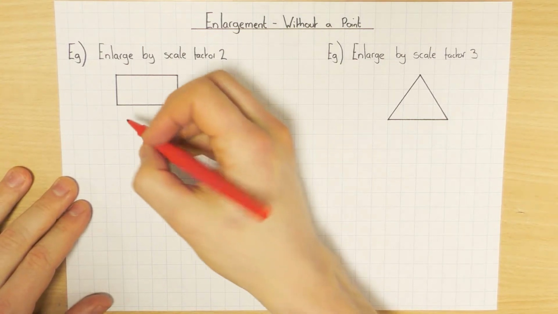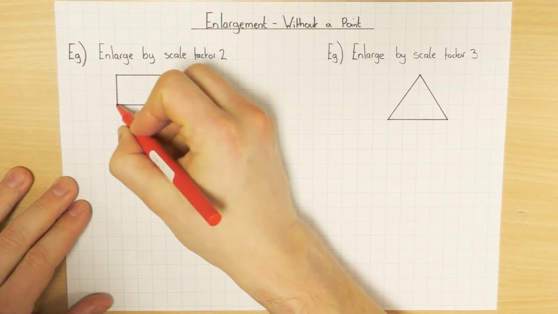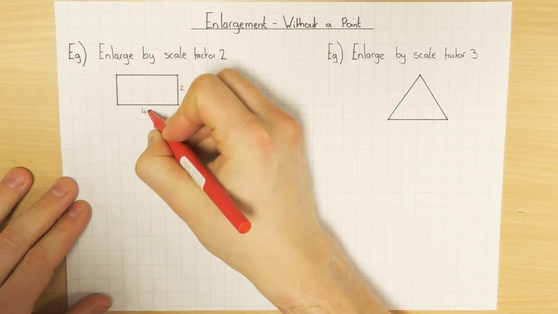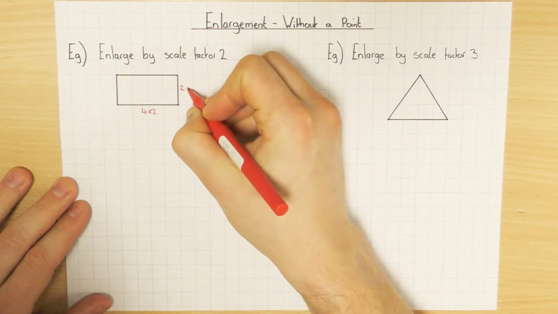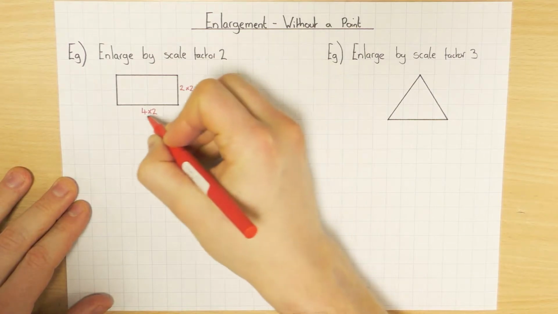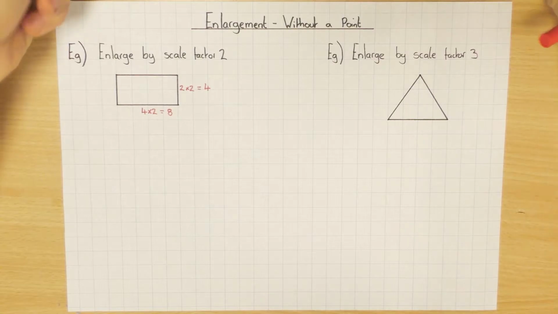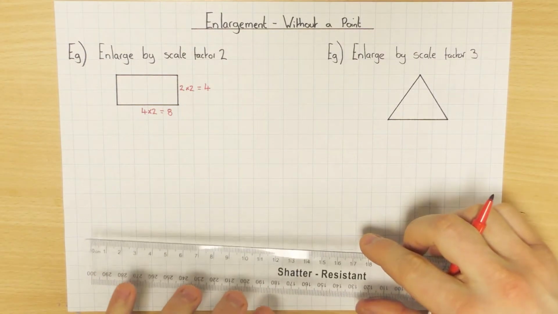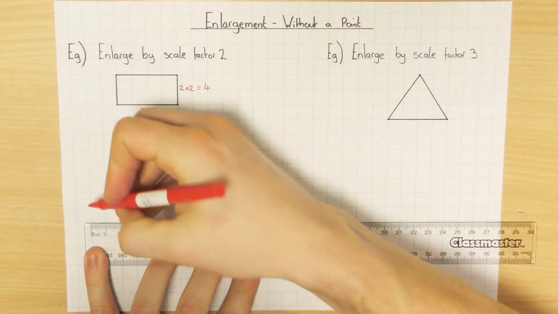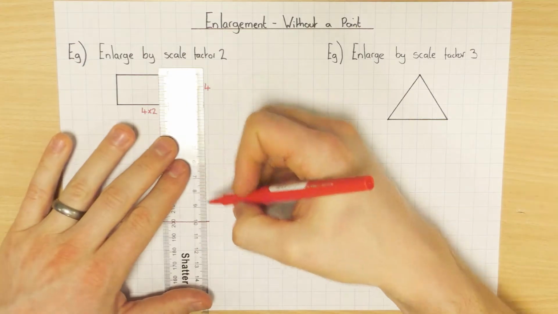So the best way to do that is to actually work out the length of each of the sides. So the base here is 4 and the height is 2. So if it needs to get twice as big, all I'm going to do is times both of those by 2, so the height is now going to be 4 and the base is now going to be 8. So all I need to do now is get my ruler, and make sure you use a ruler and a pencil when doing this, just in case you make a mistake, is I need to draw my base of 8 and my height of 4.